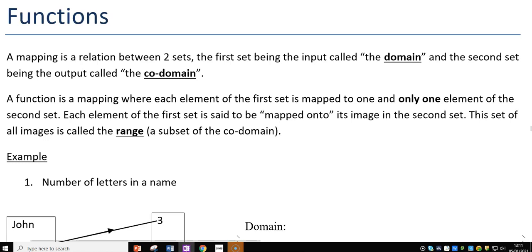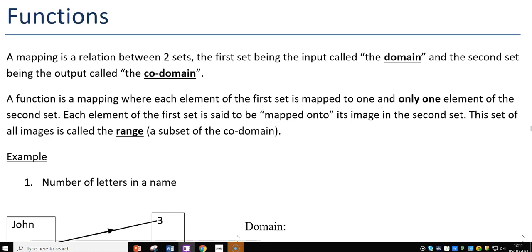In this video we're going to look at functions, and this is part of our A21 A-level mathematics. A function is a mapping. Basically it's a relationship between two sets. The first set is called the domain. The domain is where you start, and the second set is called the codomain. So the codomain is where you finish.